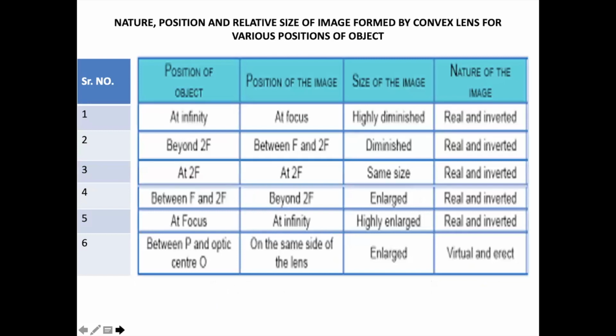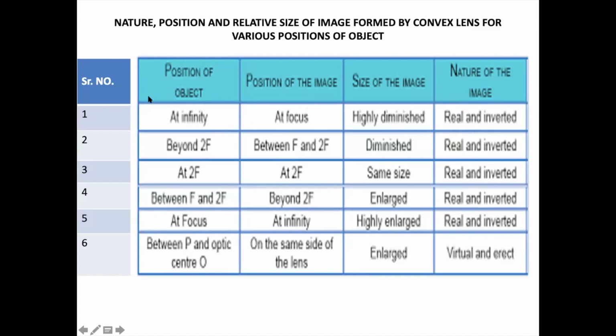So this is the chart that you have to remember. The position of the object at different places: at infinity, beyond 2F, at 2F, between F and 2F, at focus, between the optical center and the focus, which we also call within the focus. And that is how the image is formed. Last, within the focus, the image is virtual and erect. In the rest of the cases, the image formed is always real and inverted.